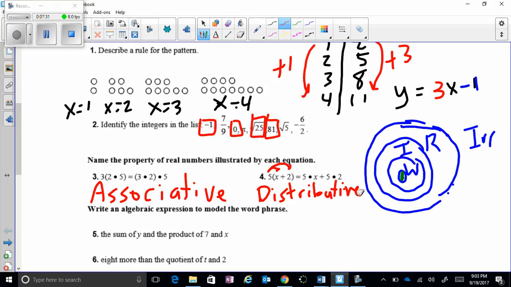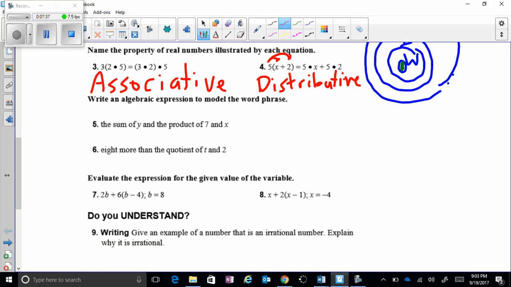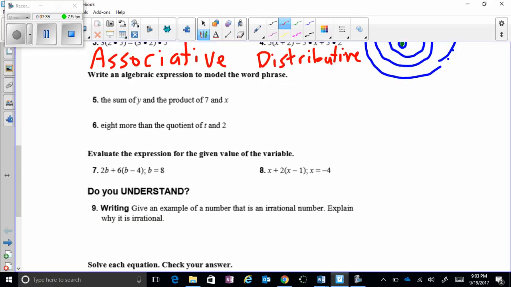So we had a bunch more than that, but as far as this review goes, those are the only 2 that are being reviewed. All right, so now we're going to talk about expressions.